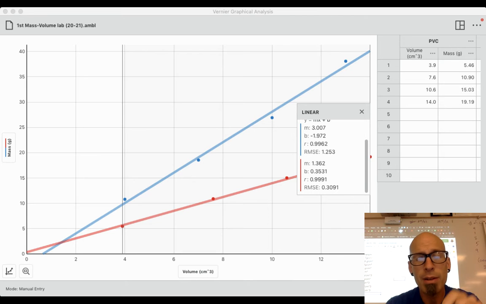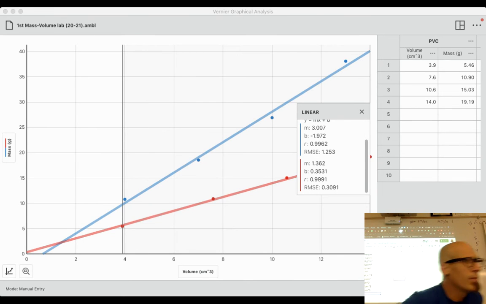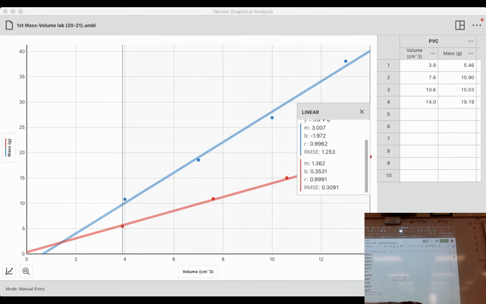Now, something else I did in class that you wouldn't have been here to see, is I took some of the pieces of aluminum that we used and I put them on, some of the pieces of aluminum and PVC.